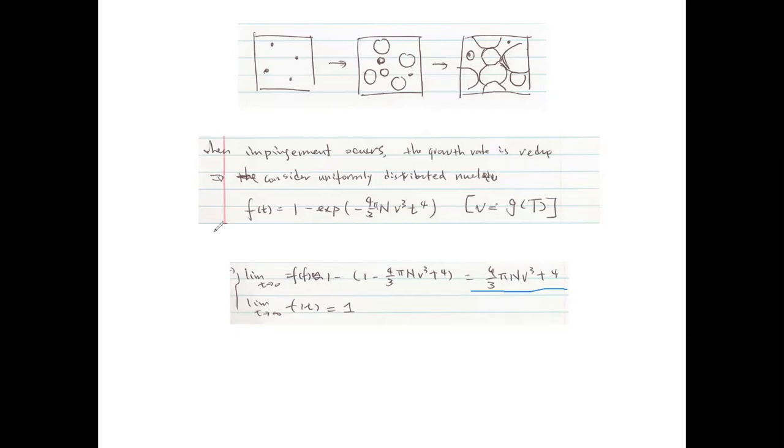If you look at what this function looks like, if you plot f of t as a function of time, it's going to look something like what we exactly see. You see it starts, grows, and then asymptotically approaches 1. So through this very simple scenario, we get some information about the mathematical form of this function.